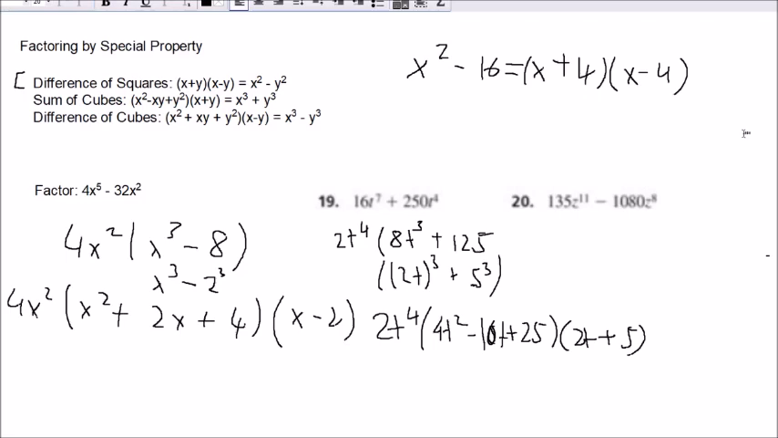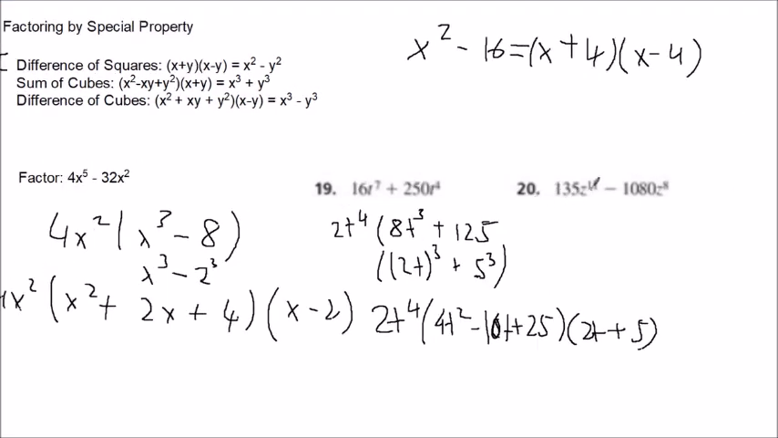Okay, so our next question: 135 z to the 11 minus 1080 z to the 8. Now, you could try to find the greatest common factor of 135 and 1080 by process of elimination, but I can tell you right now, it's 135. So 135, and what's the z that we have to take out? It's the smaller one, so that's z8. z11 divided by z8 is z cubed, and then 1080 divided by 135 is minus 8.